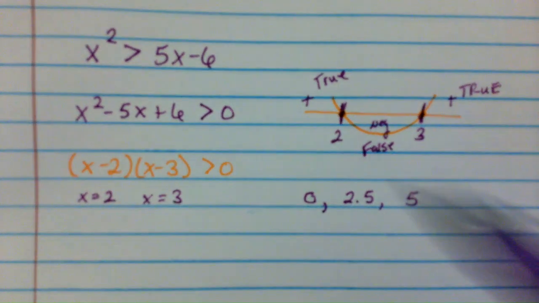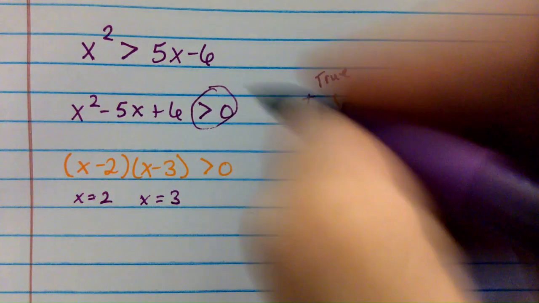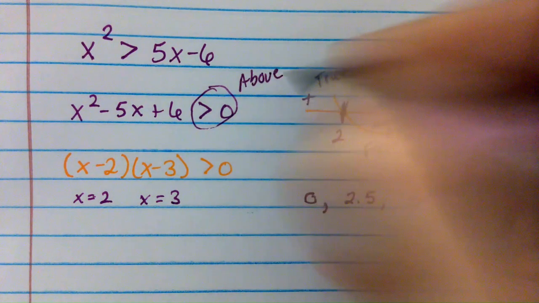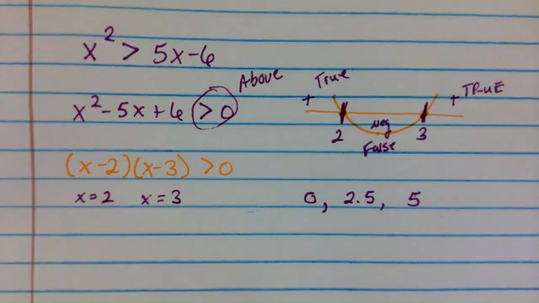I just like looking at the graph and going, ooh, it's above, below, above. Greater than 0 is above. So I don't like doing the test points. I just like doing above, below. I like using the shape of the graph.